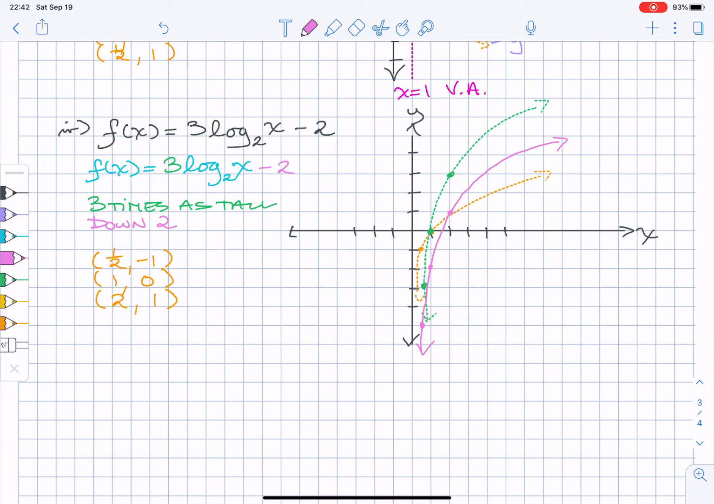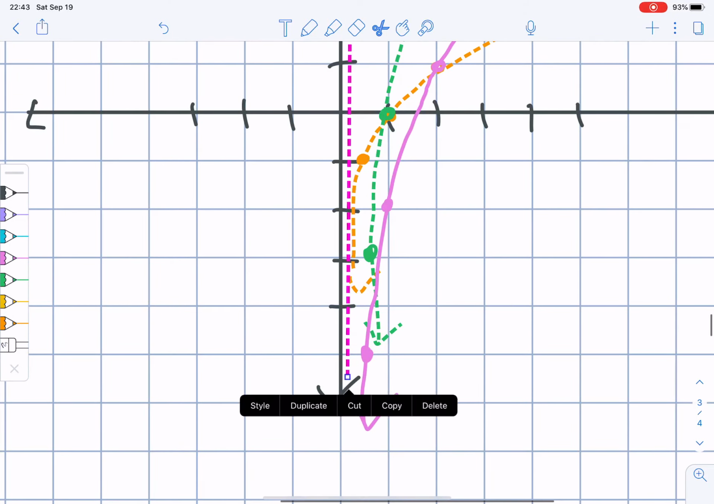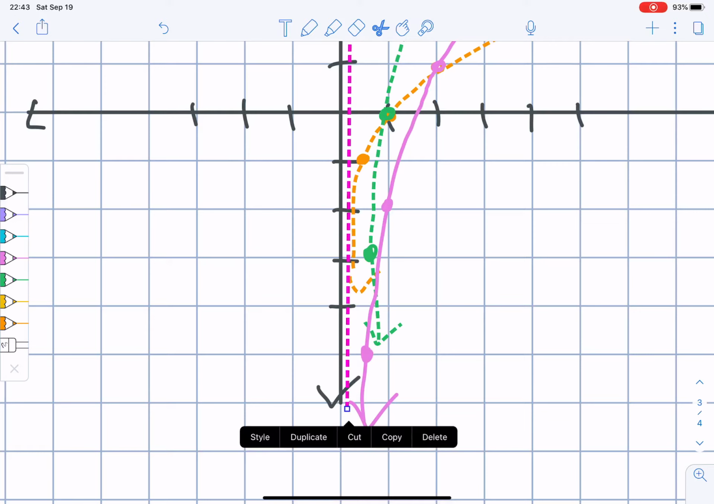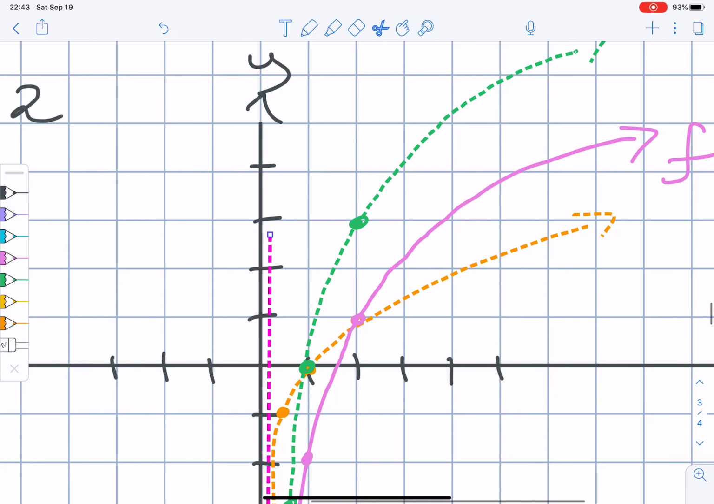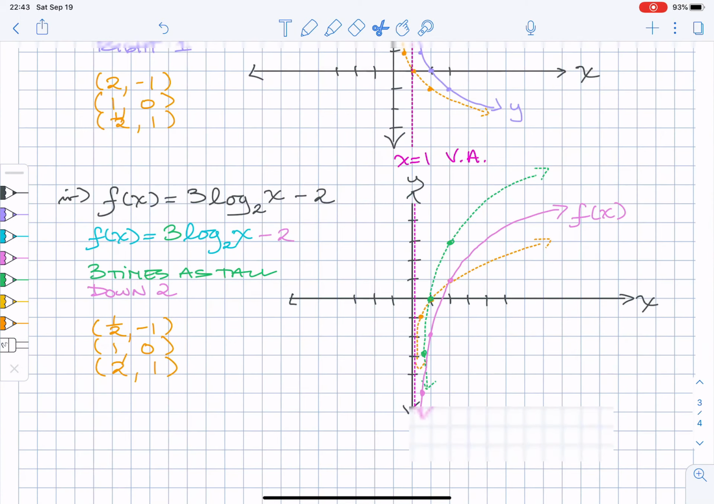So this is f of x right here. And notice I didn't shift horizontally. So my vertical asymptote is still the y-axis because I did not shift right or left. So the vertical asymptote did not shift. I hope this is making sense.